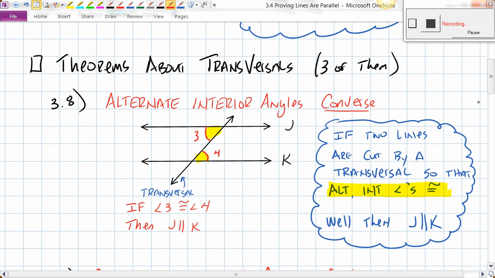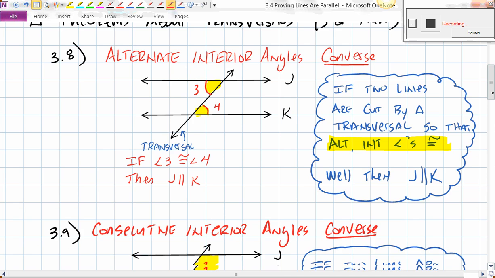Then we had 3 theorems about transversals, right? 3.8 said the alternate interior angles converse says this. If you have 2 lines, J and K, and they are cut by a transversal and their alternate interior angles are congruent, well, then the 2 lines have to be parallel to begin with. Okay, so that's what's going on with that one.